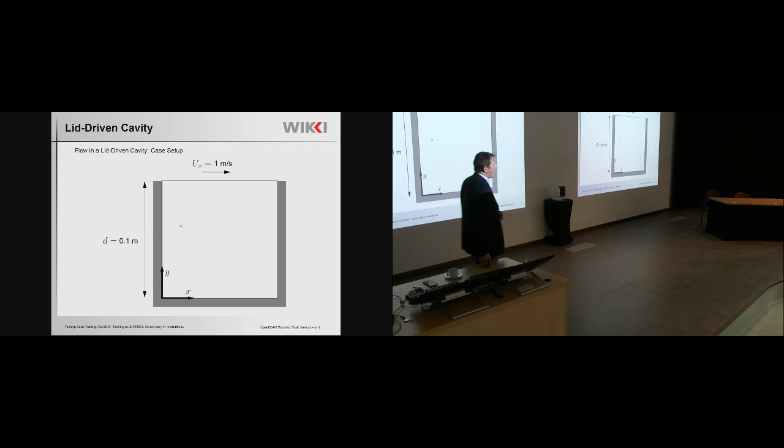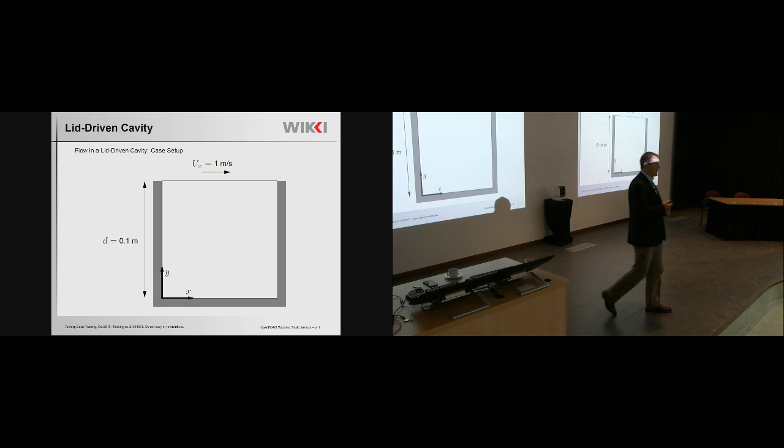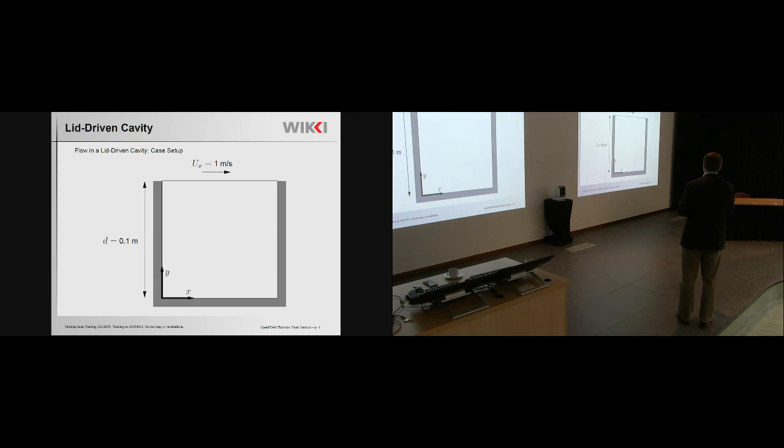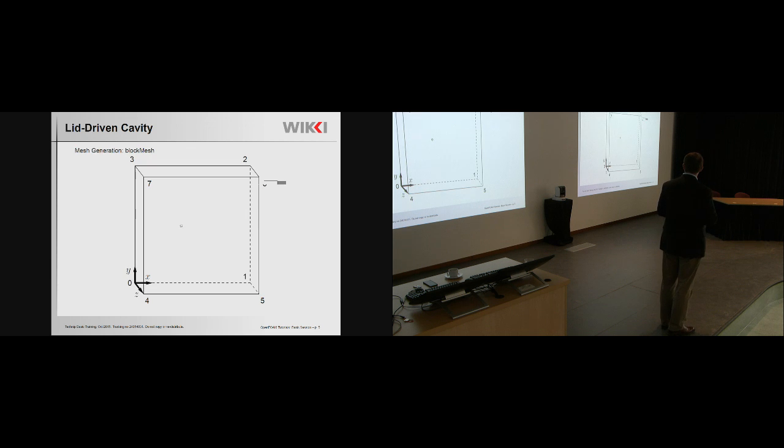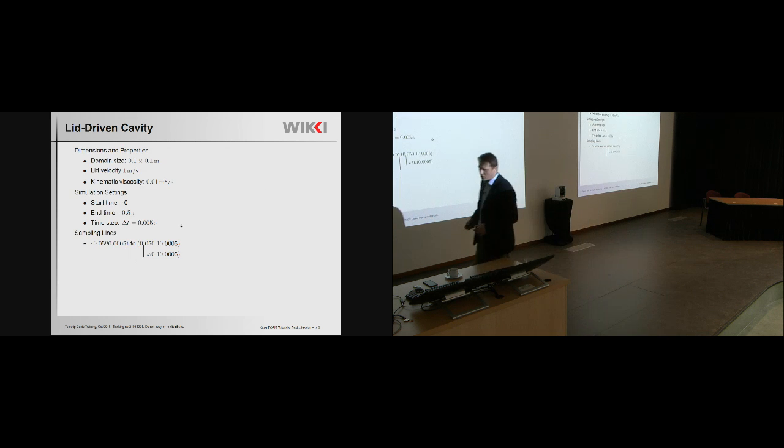Okay, so this is my lid-driven cavity tutorial. Your geometry is slightly different. I want to have my mesh, which is 0.1 by 0.1. This will be one patch, and these three will be another patch. First, I'm going to define my points of the block. 0, 1, 2, 3, 4, 5, 6, 7. And then we can start looking at the block mesh dictionary.